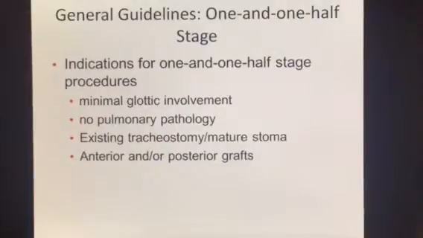Children who are candidates for 1.5 stage procedures require multiple grafts. Although they have good lungs, they may have an existing tracheostomy. However, this approach can be taken in a child without an existing trach as well by creating a new stoma at the time of surgery.